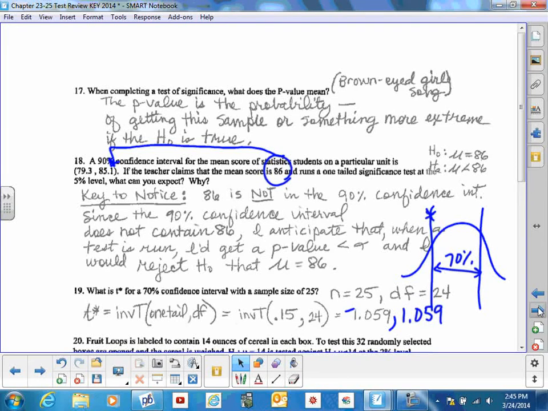Is the song about the p-value, the probability, okay? And the Brown Eyed Girl song. Y'all good? Need to sing it? We're good? Okay.